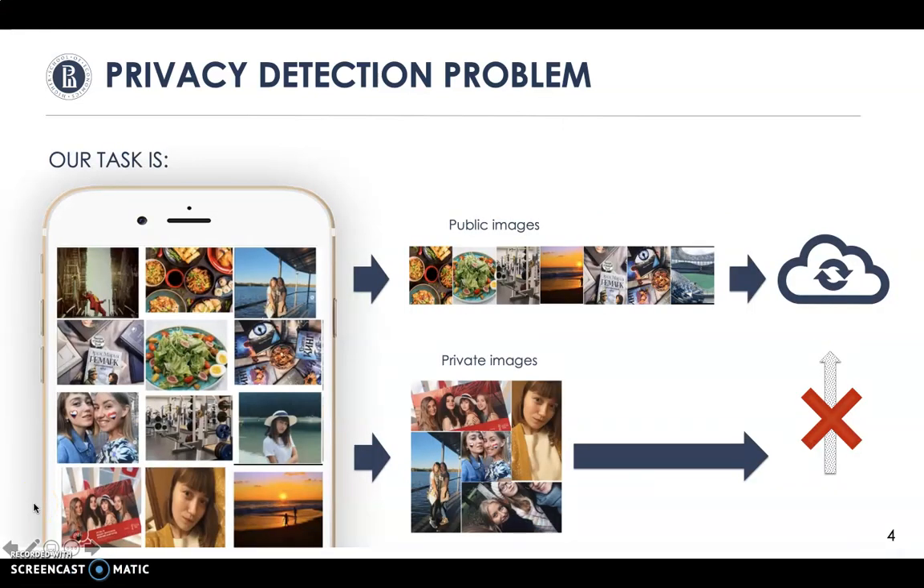In this work, we concentrate on the following task. It is required to assign an image from a photo album to one of two possible classes: private images and public images. Personal photos can't be transferred to third parties in terms of privacy policy, and public information can be sent to a remote server for further deep processing and analysis.